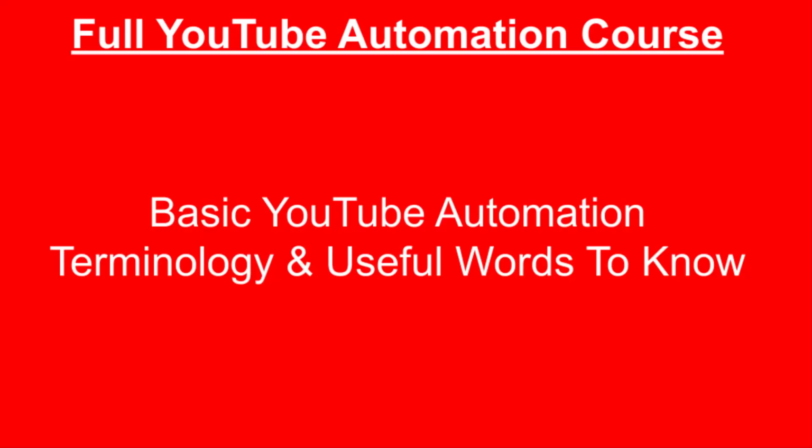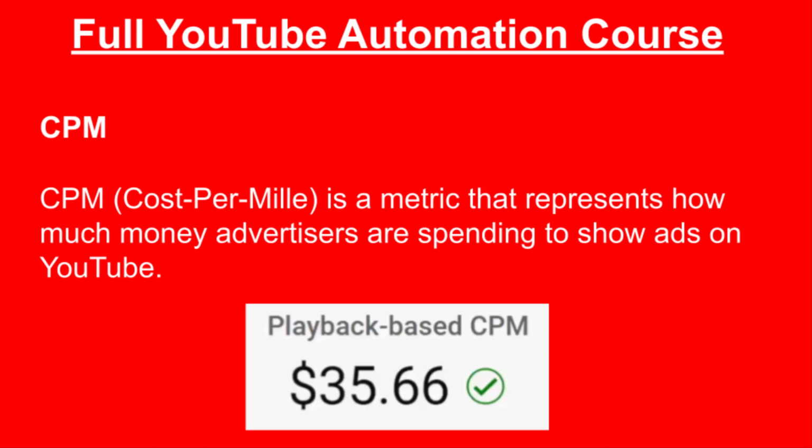Now, before we start building your YouTube automation business, there is some terminology that you should know when it comes to YouTube automation. And this will be really useful to know, and I'm not going to bore you with too many details. We will just briefly go over some of the most important words and phrases. First of all, we have CPM. And CPM stands for cost per mille.